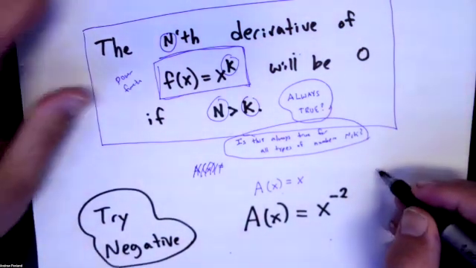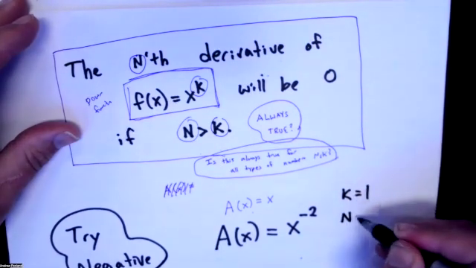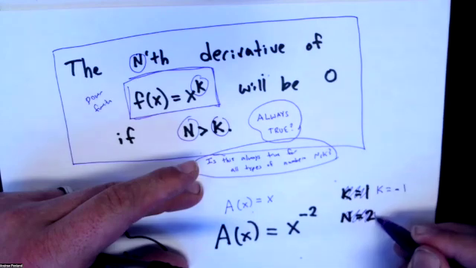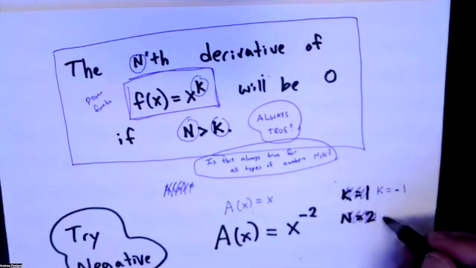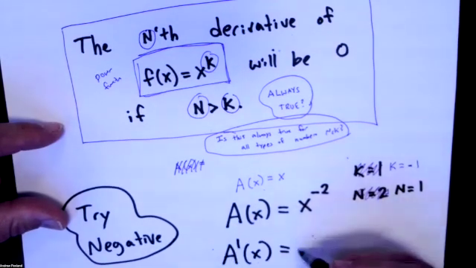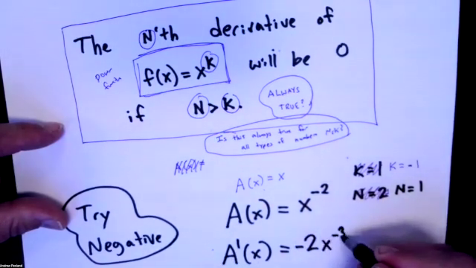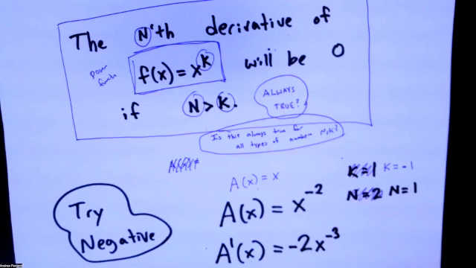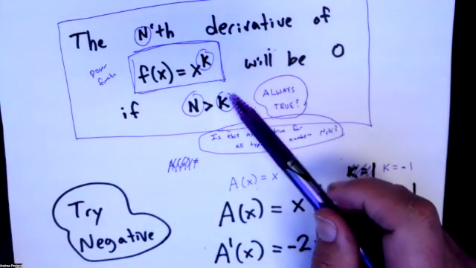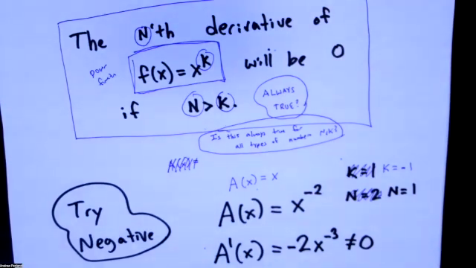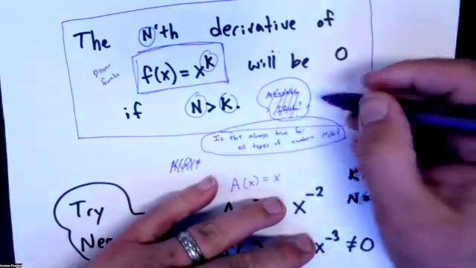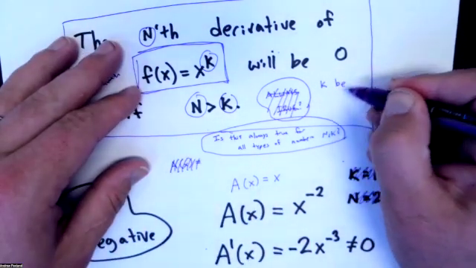Here I'm investigating when k is equal to -1 and n is equal to 1. All right, so the first derivative of this is equal to -2 x to the -3. Is that equal to 0? Not 0. So we know that the statement doesn't hold when k is a negative number. Okay, so should we restrict this to say what? We at least know it's not always true, and we want k to be a positive integer.